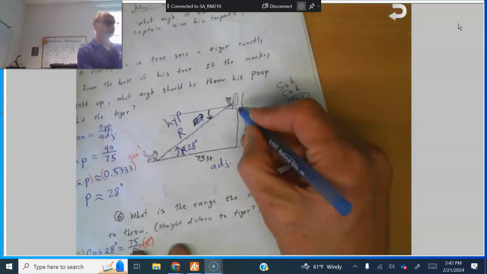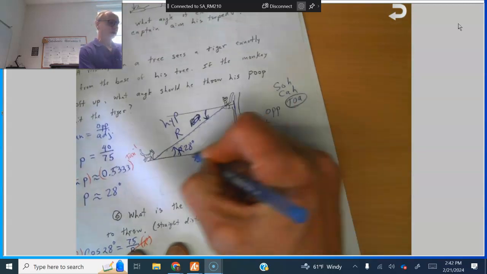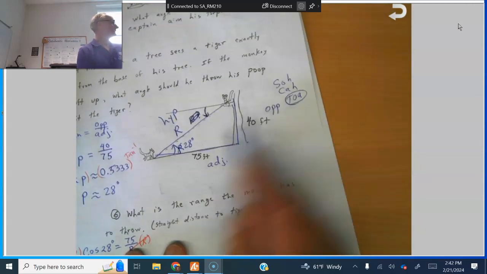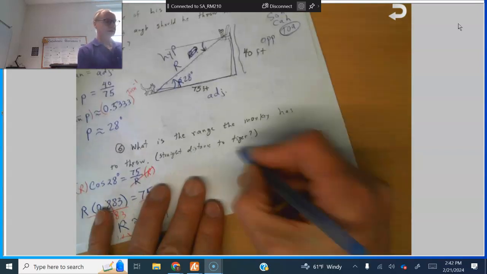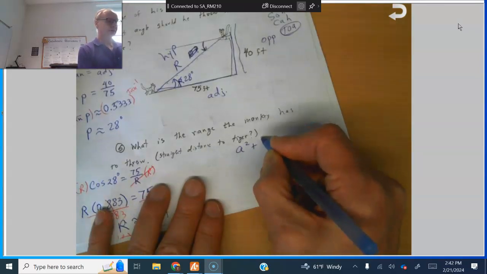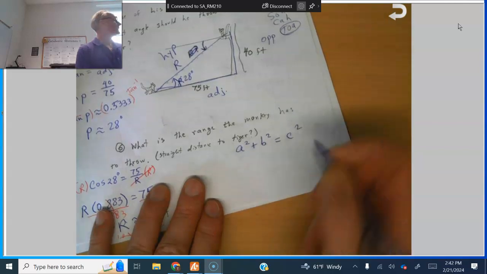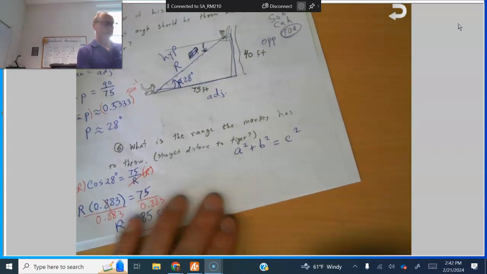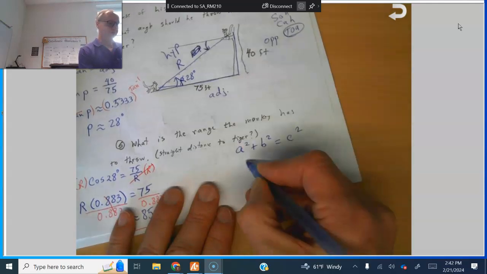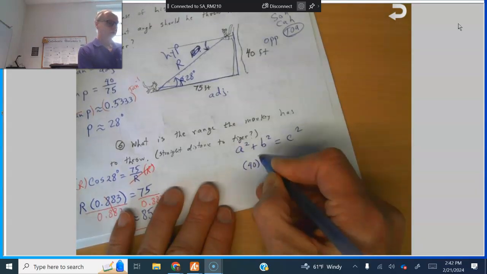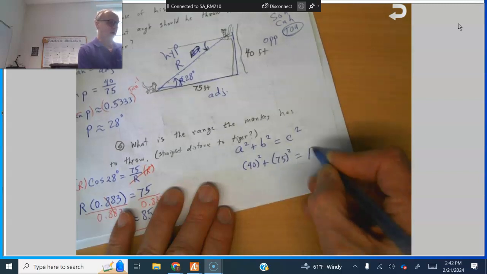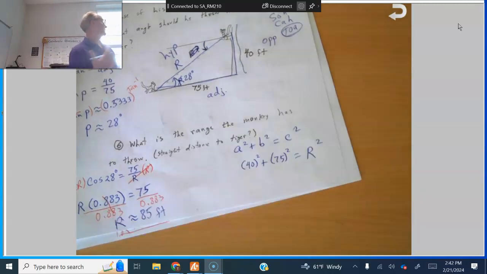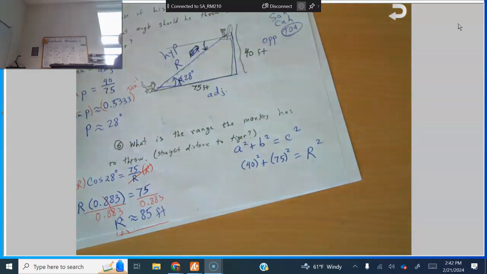Did anybody notice that we have a right triangle and we know two of the sides? You can find the other side using the Pythagorean theorem. So you can take a squared plus b squared is equal to c squared. Substitute it in. A is 40 feet. B is 75 feet. And you can find the r squared. And just take the square root and you can find it. You should get 85 the same way that you did before.